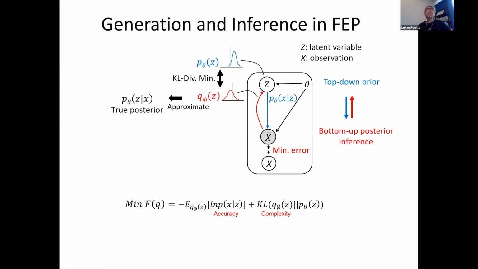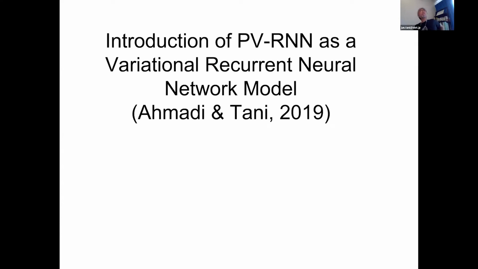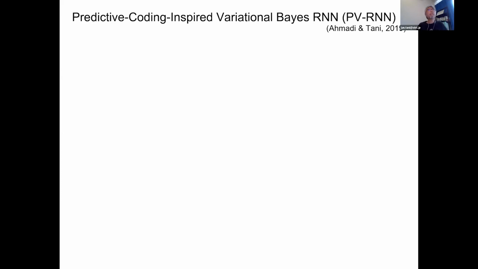So this is again the top-down prior and the likelihood generating, and you have the observation, and the bottom-up error signal comes. Using this error signal, the prior is updated to the approximated posterior, and we repeat this until the free energy is minimized. So then I'm going to introduce a recurrent neural network model that is incorporated with this idea.